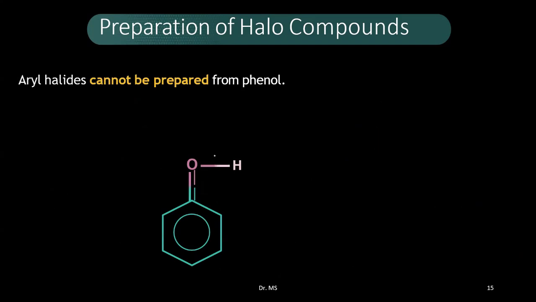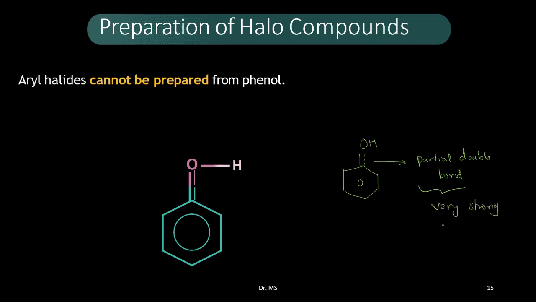Aryl halides cannot be prepared from phenol. So what is phenol? It's nothing but the benzene ring attached to OH. But if you see here, the oxygen is making a partial double bond with the ring. So due to this partial double bond, the bond here is very strong. It is very strong, hence we cannot break it.